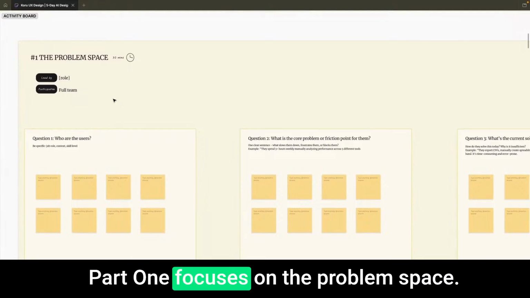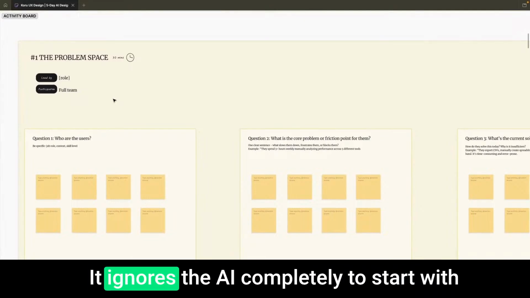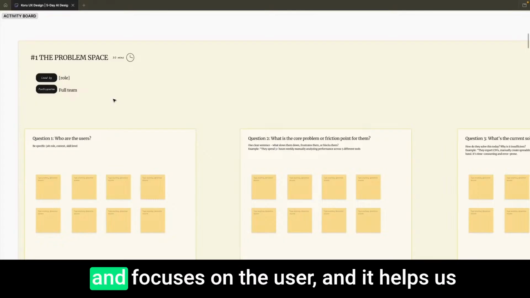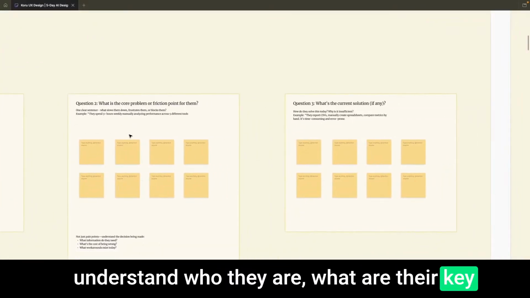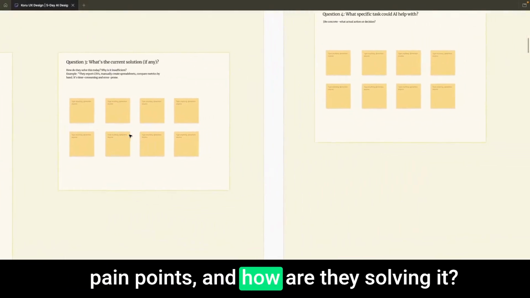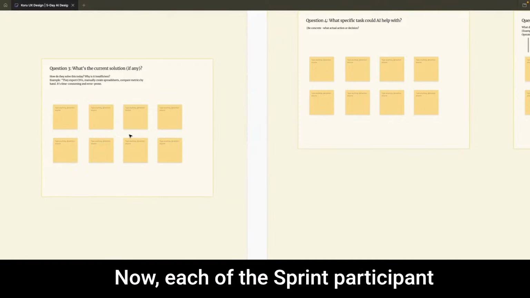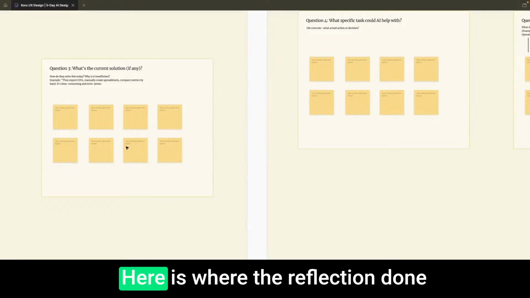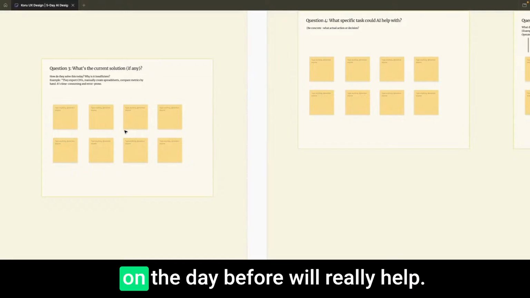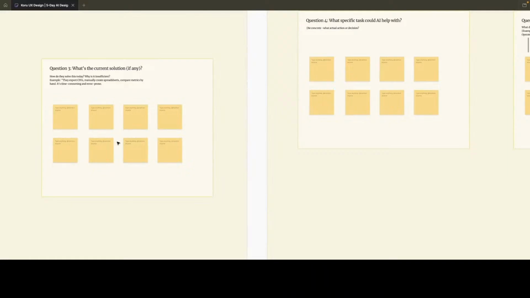Part 1 focuses on the problem space. It ignores the AI completely to start with and focuses on the user, and it helps us understand who they are, what are their key pain points, and how are they solving it now. Each of the sprint participants writes down their thoughts on a sticky note under the questions. Here is where the reflection done on the day before will really help.